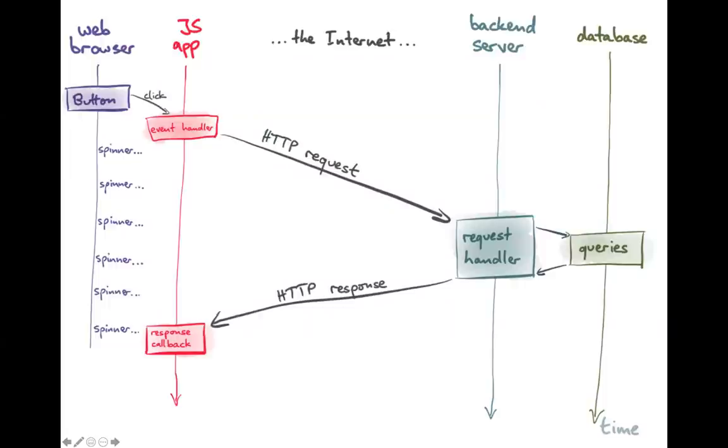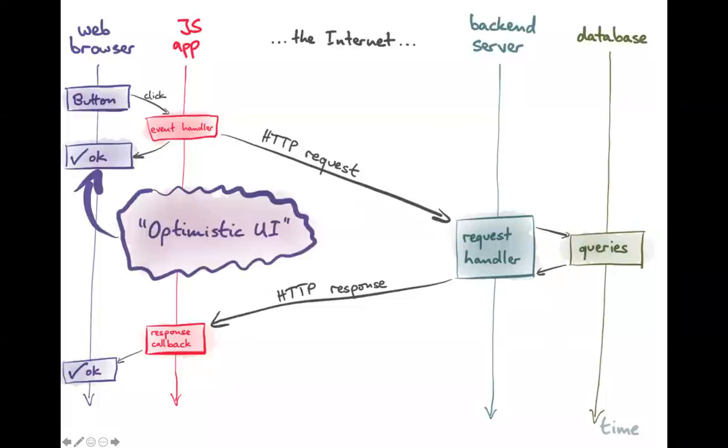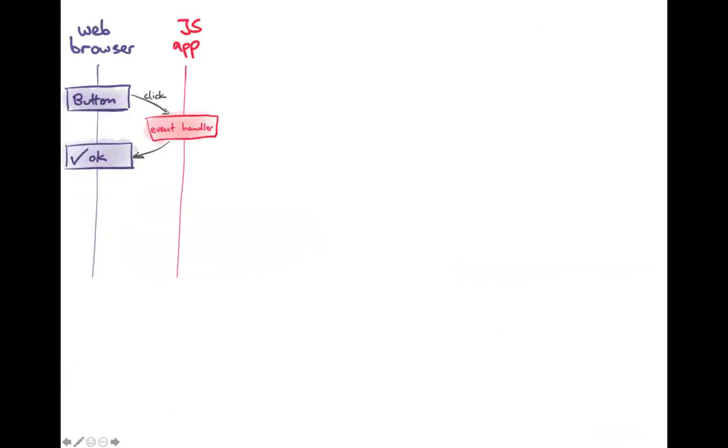And eventually a response comes in from the server, which calls again some JavaScript code as a callback on the client side, which then updates the user interface to say, yes, okay, it's all fine. Except that is such a painful wait with all of this spinning, the JavaScript applications then decided, why don't we just immediately update the user interface to say it's okay, even though the HTTP request hasn't actually completed yet. And we're going to call this optimistic UI. And well, this is fine as long as the HTTP request to the server doesn't actually fail.